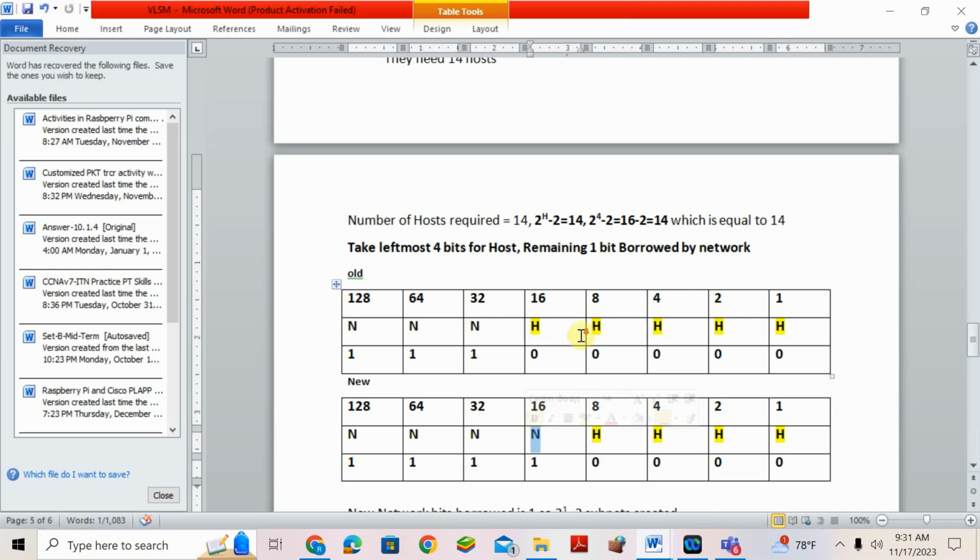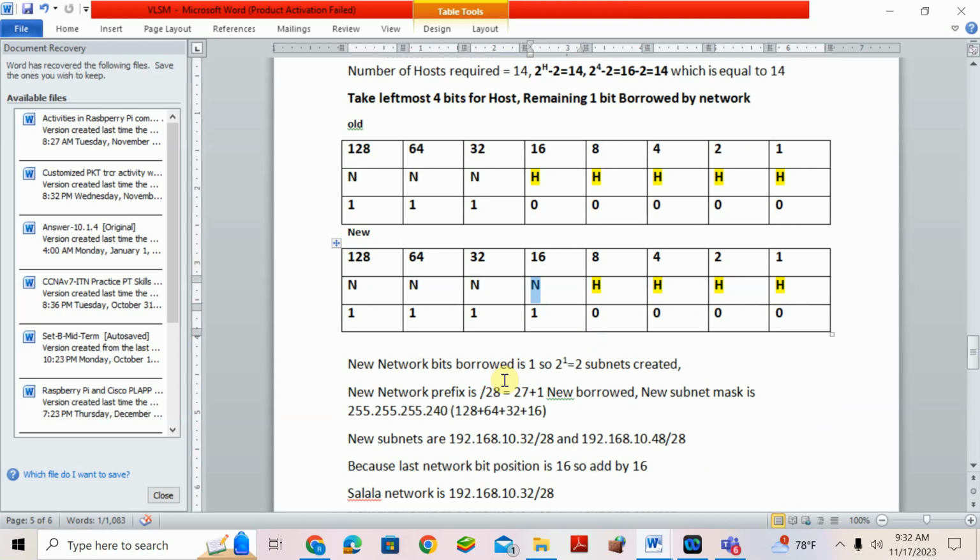Now, what are the new network bits borrowed? 2 power, how many did we borrow? 1, so 2 subnets. We borrowed only 1 now; the remaining 3 were already borrowed. So the new subnet count is 2 power 1, 2 subnets. What about the prefix? It was 24 in the beginning. After the first subnetting for Sohar, we took 3 more, 24 plus 3 is 27. Now we have 1 more, so the prefix becomes 28. 27 plus 1. The new borrowed network bit is 1.